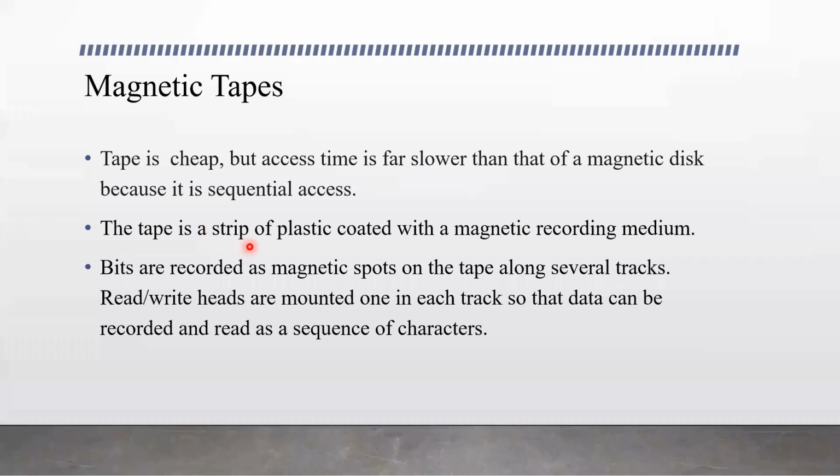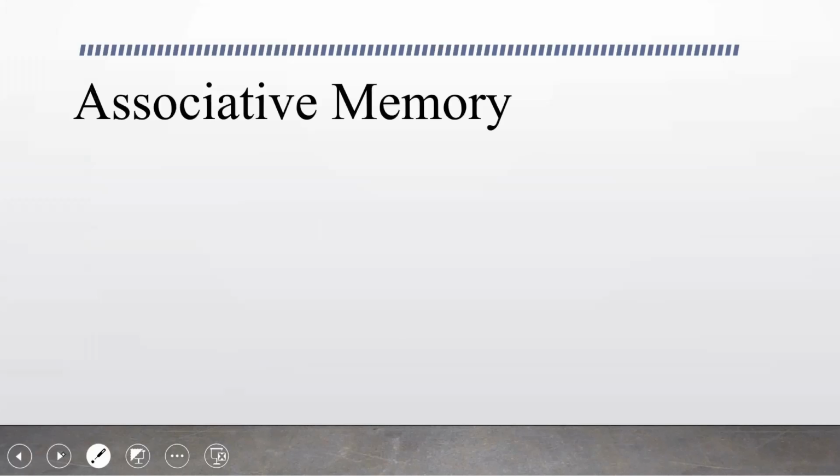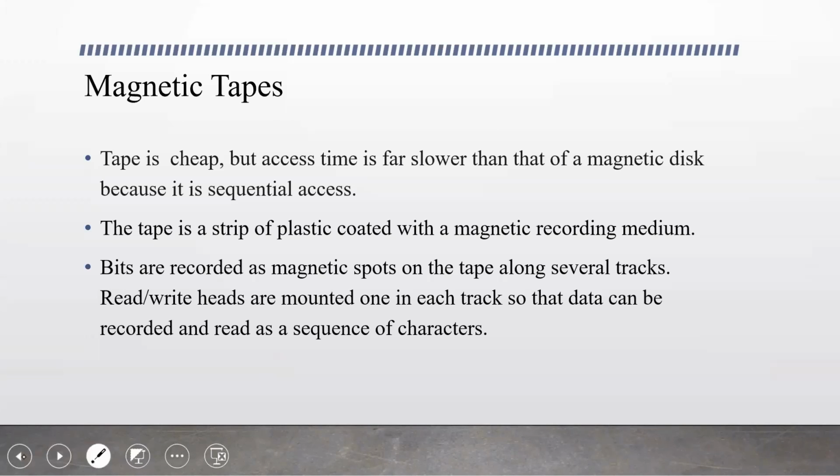The tape is a strip of plastic coated with a magnetic recording medium, and bits are recorded as magnetic spots on the tape along several tracks. Read-write heads are mounted, one in each track, so that the data can be recorded and read as a sequence of characters. Here the access is sequential. Magnetic tape is similar to tape recorders. That's about auxiliary storage.